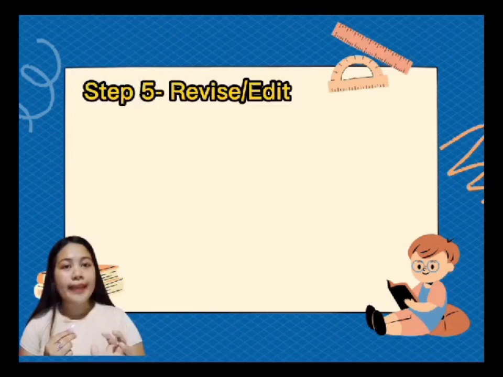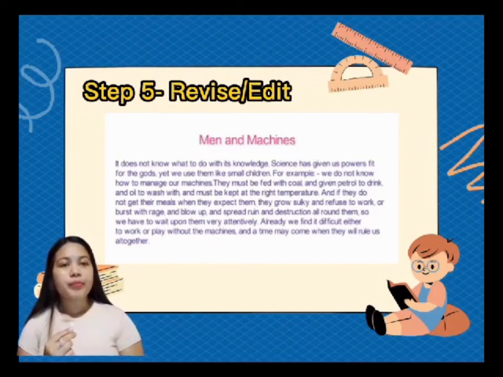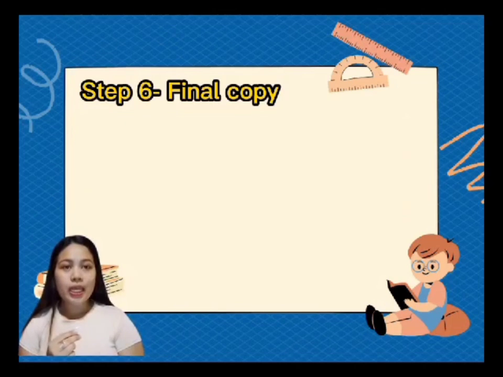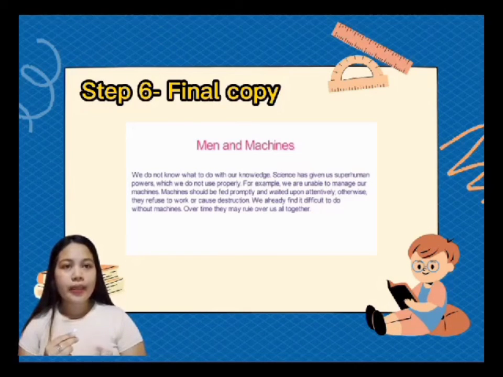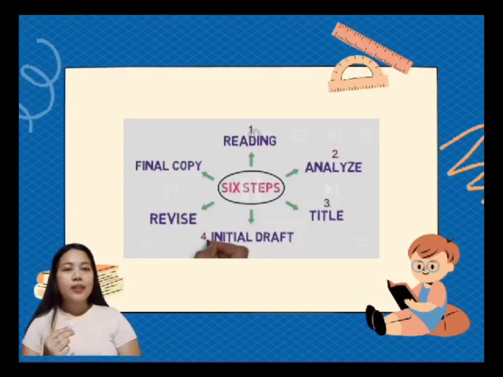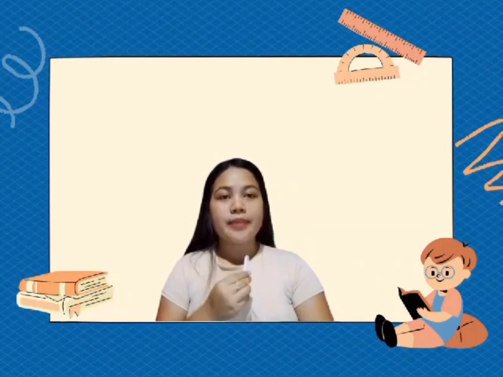Step 5, revise or edit. Here you need to keep some points in mind. Make sure the passage is 1/3 of the original passage. Then check the grammar, the spelling, and the punctuation errors. Step 6 is the final copy. Write out neatly the fair copy under the heading you selected. So these are the 6 steps you need to follow when writing a precis. Proceed to correction in reading and writing practice.